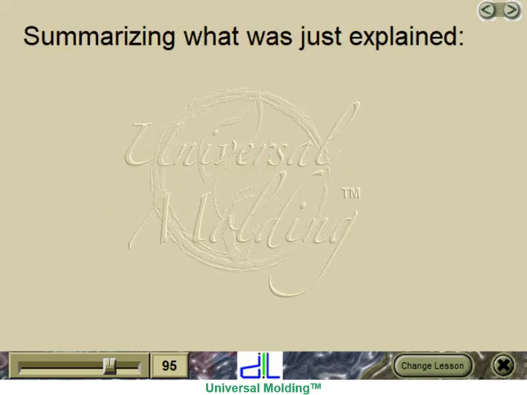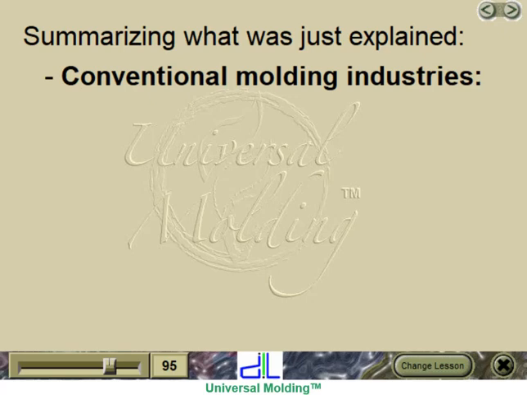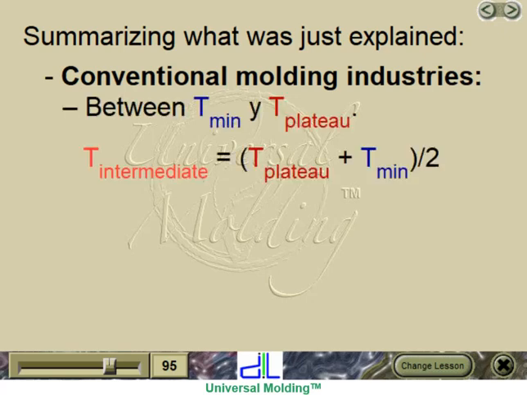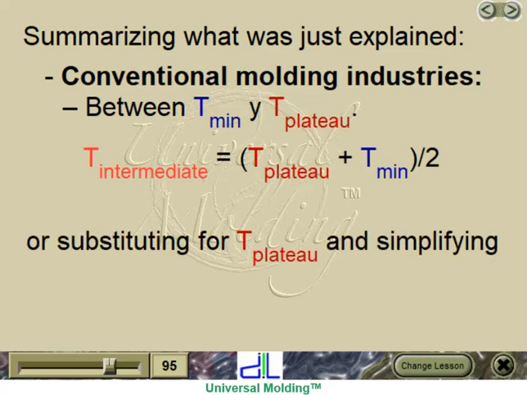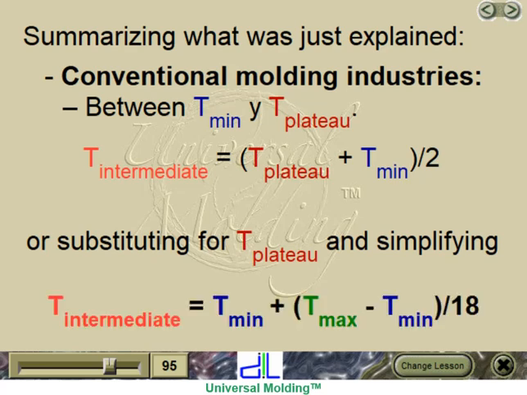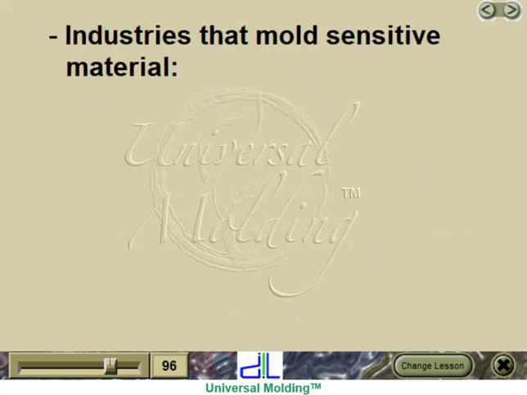Summarizing what was just explained, conventional molding industries between T minimum and T plateau. T intermediate equals T plateau plus T minimum, all divided by 2. Or substituting for T plateau and simplifying, T intermediate equals T minimum plus the difference of T max and T minimum divided by 18. Industries that mold sensitive material should be close to T plateau.